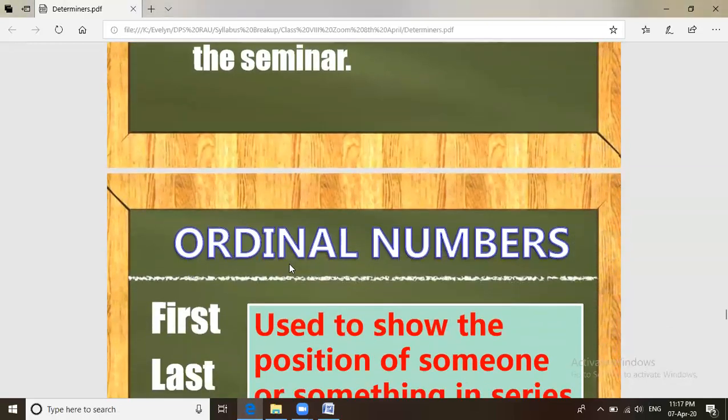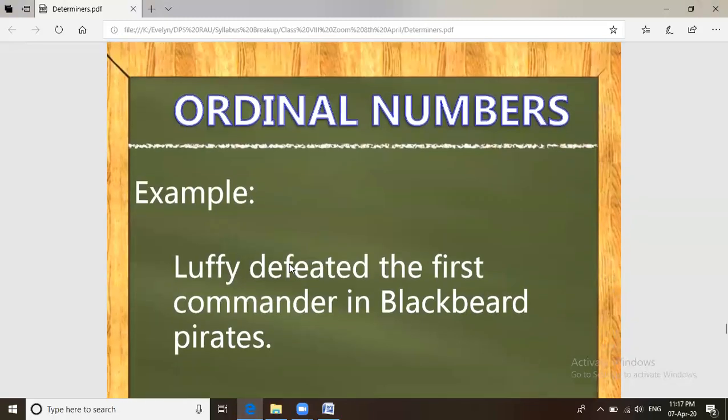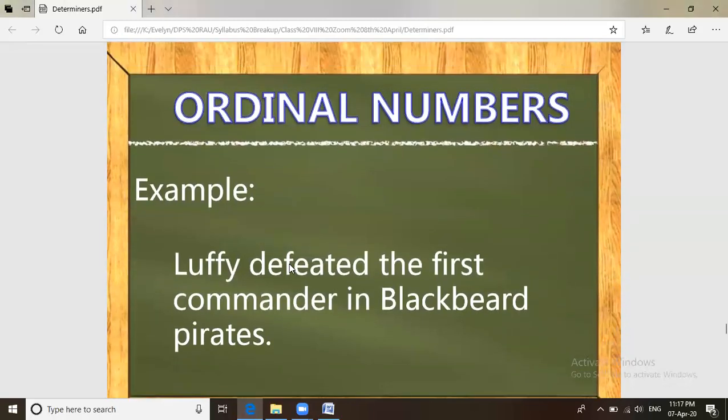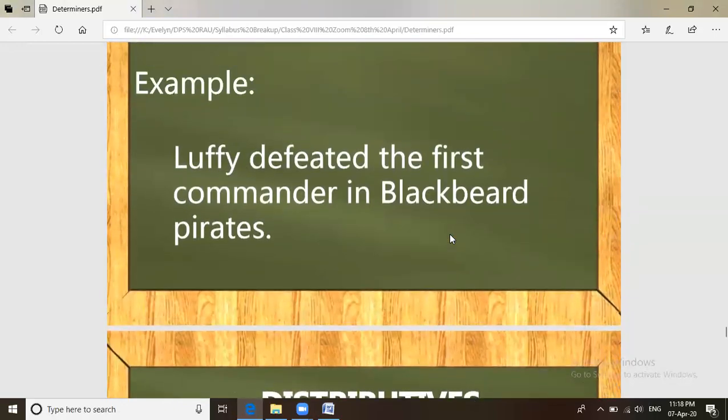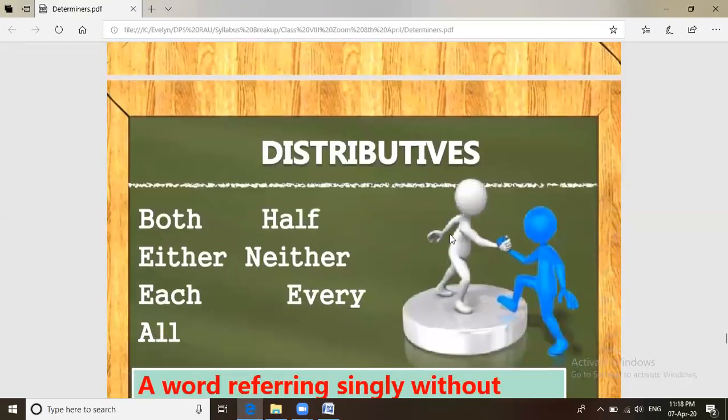Now we come to the ordinal numbers. First, last. They show the position: the first, last, third, fourth, fifth, hundredth, next. All these words show the position. Now the example: Luffy defeated the first commander in Blackbeard pirates. So the word first here is the ordinal number and therefore it is the determiner.